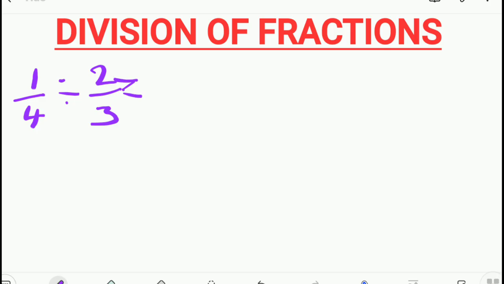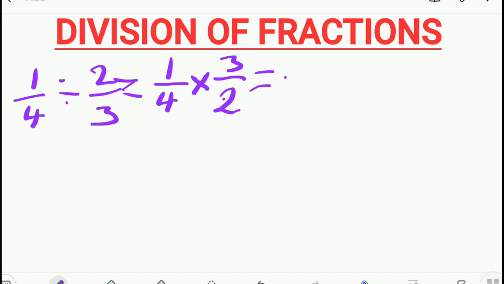To divide the fractions, we write the first fraction as it is, and then multiply by the reciprocal of the second fraction. When you say reciprocal of the second fraction, it means that what we had as numerator becomes denominator, and what we had as denominator becomes numerator. It means that the reciprocal of 2 over 3 will be equal to 3 over 2, and then multiply fractions as we have seen from the previous video.